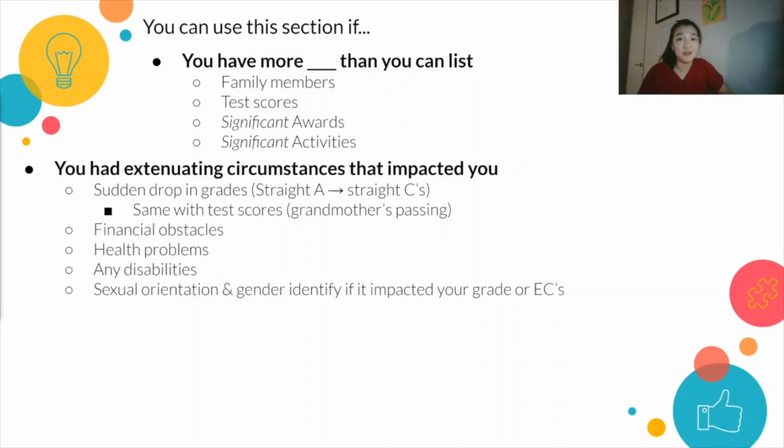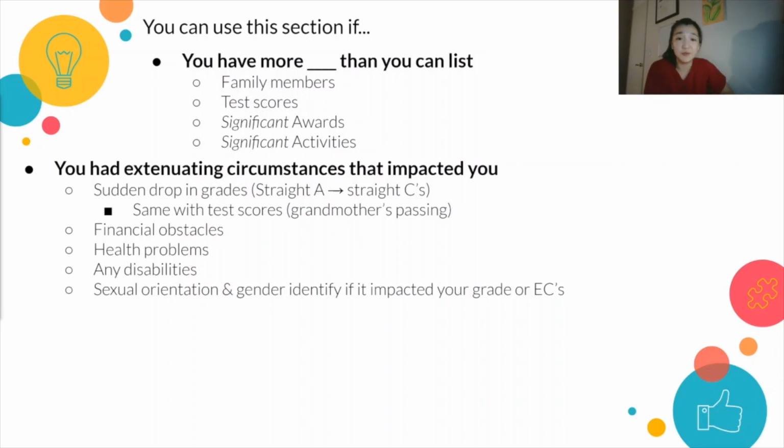The next thing you can list in the additional information section is any extenuating circumstances that have impacted you. And these can range from a sudden drop in grades. Let's say you went from straight A's freshman year to straight C's sophomore year, but were able to bring it back junior year. There might be a reason, maybe a health-related reason, as to why you had straight C's. And this applies the same thing with test scores. Let's say you got all perfect test scores freshman year. Sophomore year, all bottom. And then junior year, you brought it back up. Let's say it happened because your grandmother passed away and it was something that was difficult for you to emotionally recover from. So in that case, this is something you should write about in your additional information section.